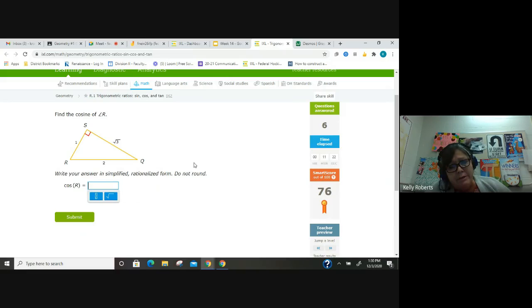So rather than the smart score, which is what I told you originally, that is not the case anymore. Now you just need to get 5 correct on this IXL assignment, on the sine, cosine, and tangent, the trig ratios. This is exactly what it's called right here. On this one, you only need to get 5 correct.